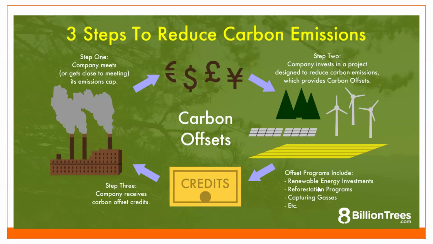Then they get funds. Funds means compensation or credits. Step two, or they have to invest a lot of funds to reduce as well. If they reduce, they get credit. That is how they are compensated. Step two, the company invests in a project designed to reduce carbon emissions. Now this money is invested to change their technology. If the technology is obsolete, if it is older than 30, 40 years, then it emits a lot of carbon.